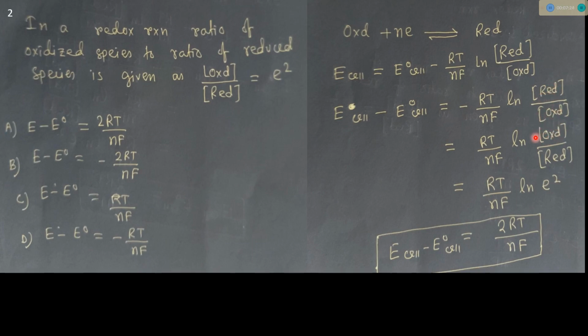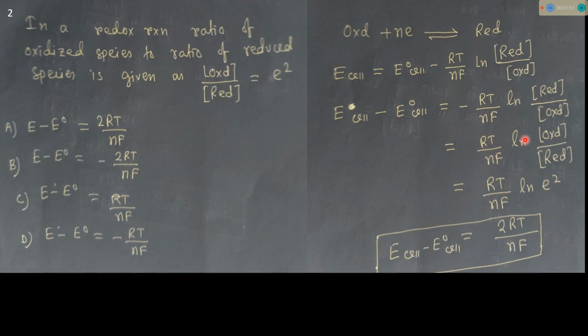Just we have to do the opposite, means Ox will go up and Red will go below. So if we change the sign, this term in ln just shifts its place: this Red term will go below and this Ox term will go up. We all know the properties of ln.